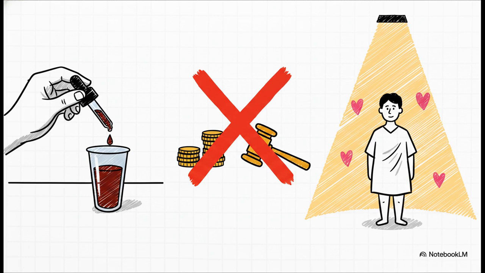But the absolutely critical distinction you have to make here is differentiating factitious disorder from malingering. In malingering, the patient lies for a tangible, external reward, financial compensation, evading law enforcement, that sort of thing. In factitious disorder, there is an absolute lack of external rewards. The sheer psychological need to occupy the sick role and receive medical attention is the entire driver.